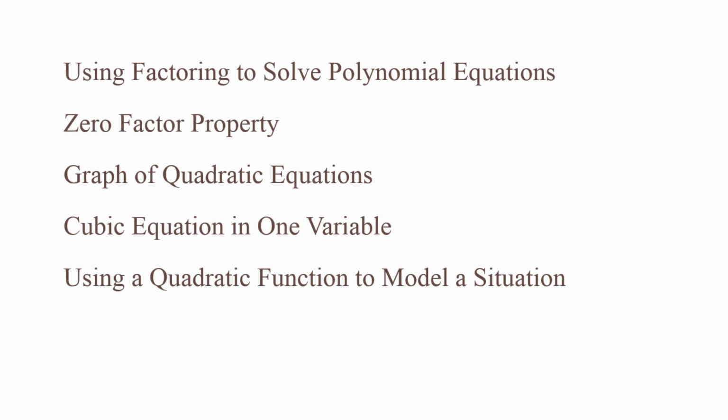Using factoring to solve polynomial equations. The zero-factor property allows us to solve a quadratic equation. If AB equals 0, then A equals 0 or B equals 0. The graph of a quadratic equation will allow you to see what your values of x will equal. It will be where the graph crosses the x-axis. A cubic equation in one variable will have either 3 real solutions, 2 real solutions, or 1 real solution. Again, we can use the graph to see where it crosses the x-axis to verify our solution.